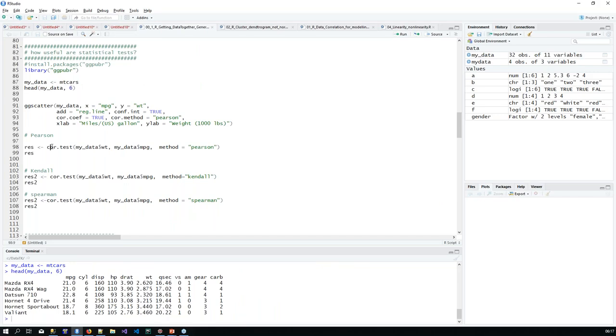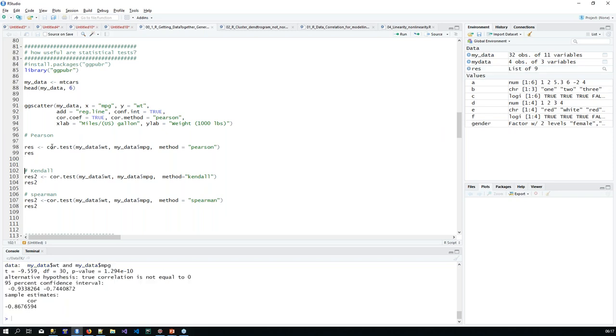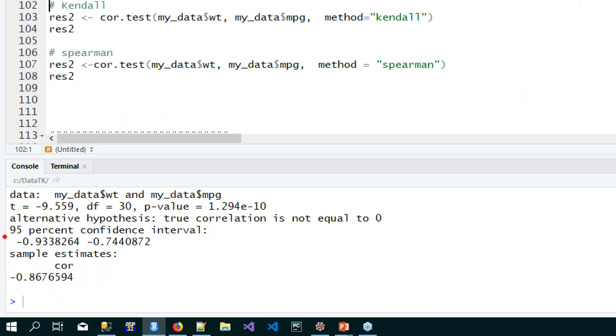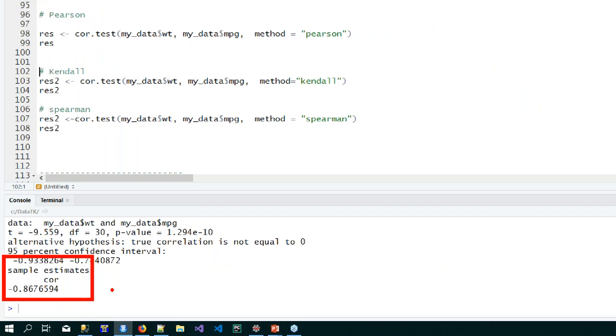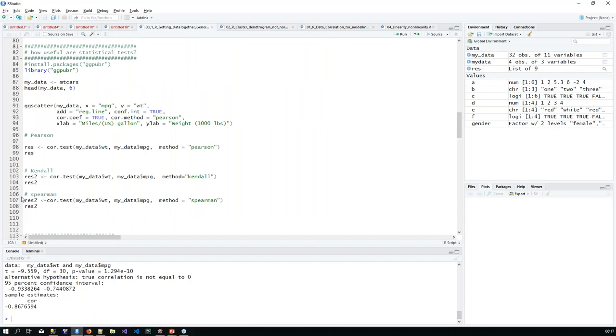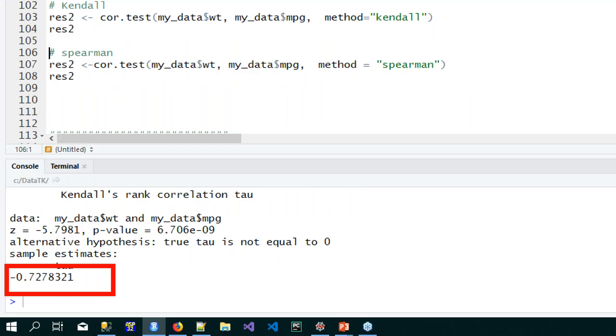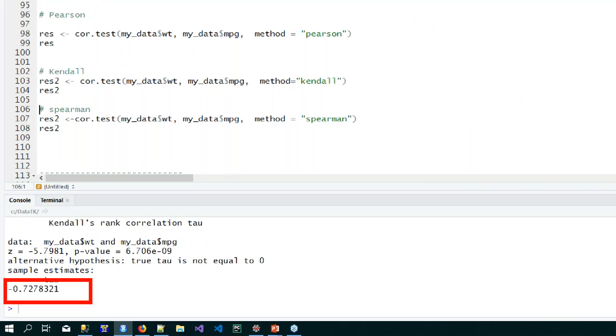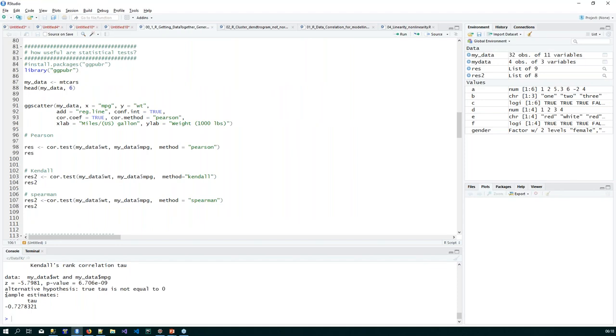So first of all, I'll just create and run this one. And you can see that in the case of Pearson, I get minus 0.86. If I run Kendall, you see I get a different result, still pointing to a highly negative correlation, but the number itself is different. And then if I run Spearman again, you can see that my coefficient is again different.